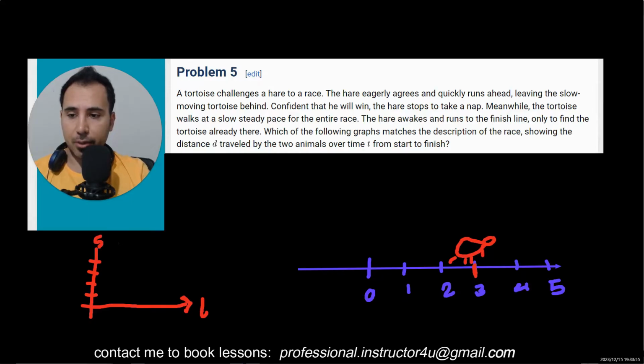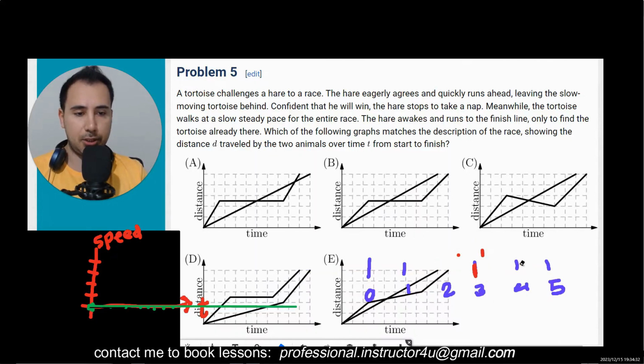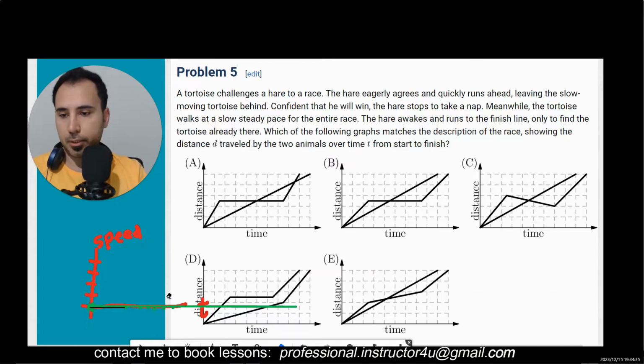So if I ask for a speed time graph, what is the speed of the tortoise? It's not moving. Its speed is 0. After 1 minute, still 0 because it's not moving. 2 minutes, still 0. So you would see time goes forward, but the tortoise will be at 0 here. Sometimes we confuse these two, so they are different. Now let's go and deal with the question. I'm going to clean this part.